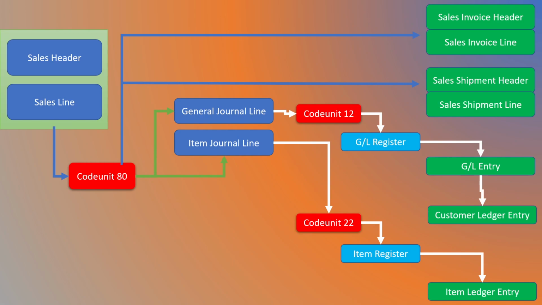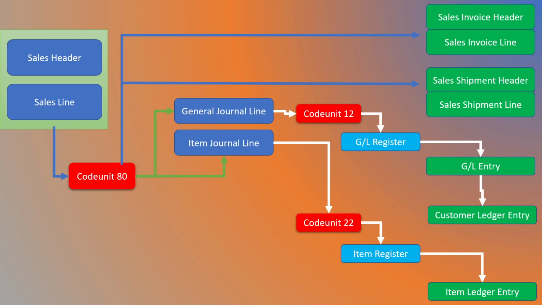In the same way, the item register will be created, which will eventually create the item ledger entry. And you can go complex into it. There are so many permutations and combinations. But in summary, what you need to understand is that anytime you hit a ledger, that is not happening directly. That always happens from a journal.